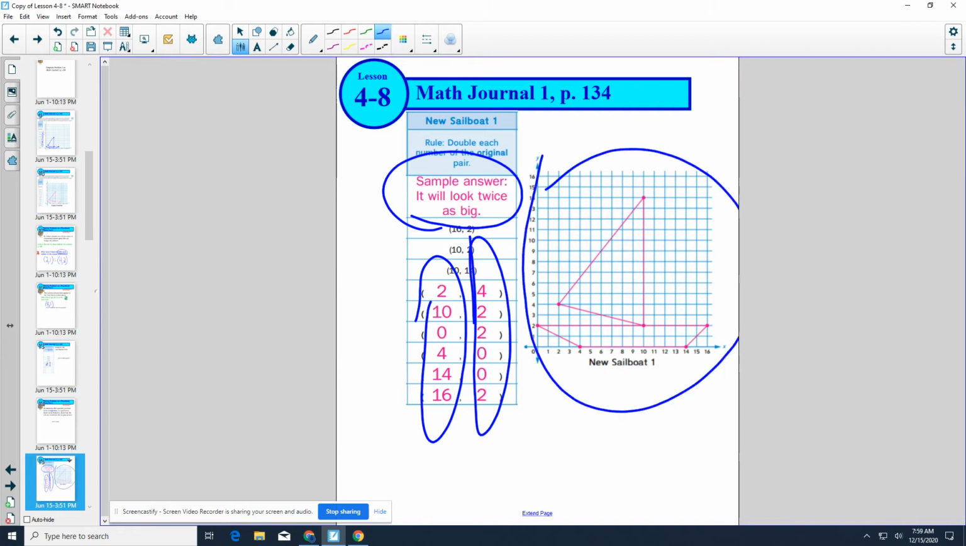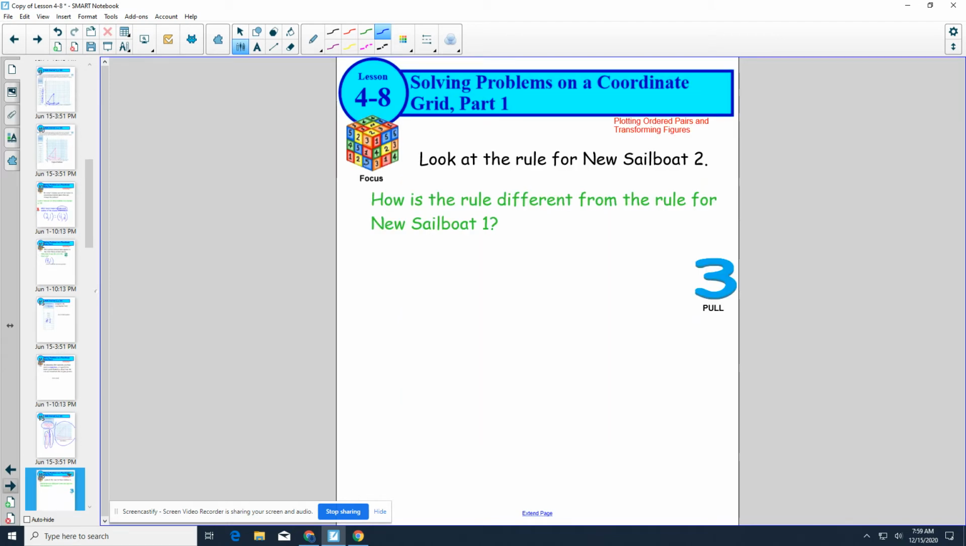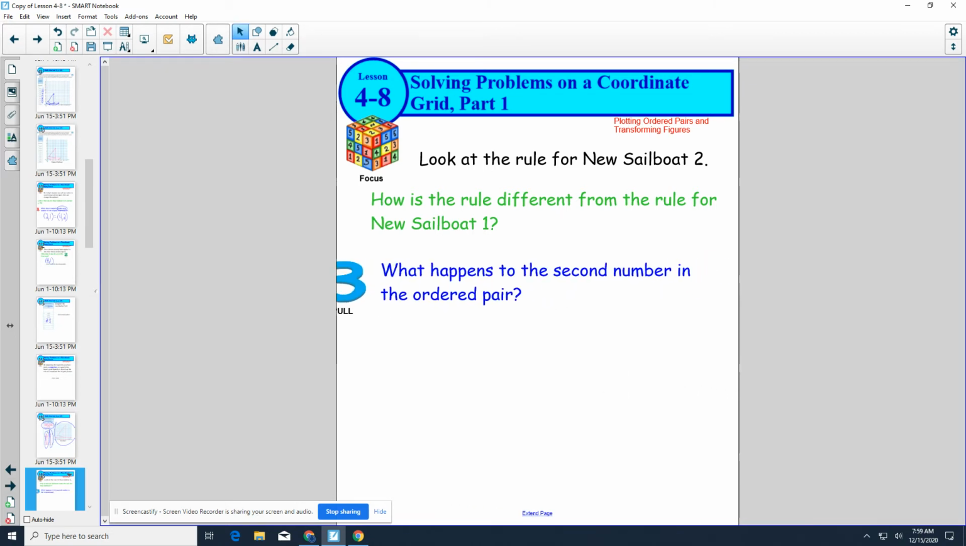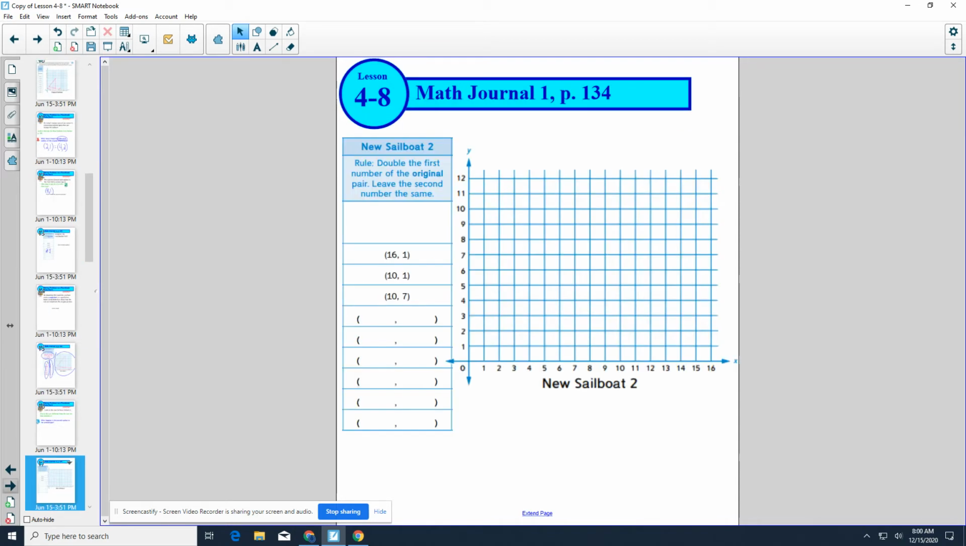All right, so then we have the next one. Sailboat 2: how is the rule different from new sailboat 1? What happens to the second number in the ordered pair? So we need to look at that rule and see. It says double the first number of the original pair. Leave the second number the same. So you're only multiplying the first number by 2, and you're not going by sailboat 1, you're going back to the original sailboat.